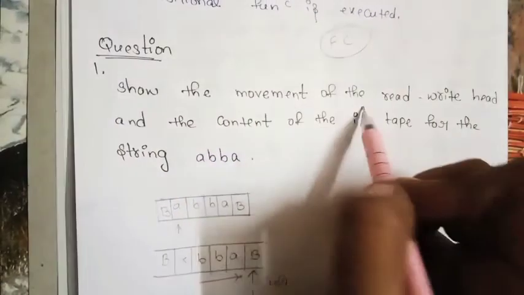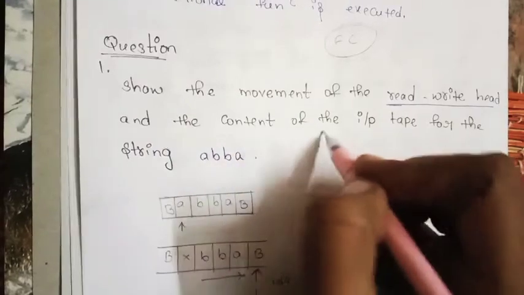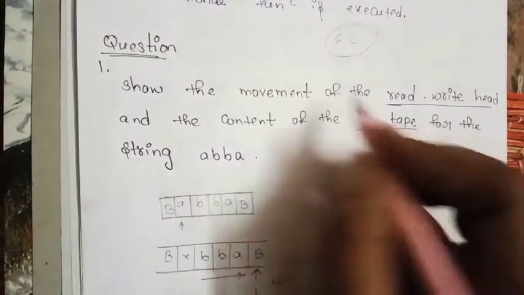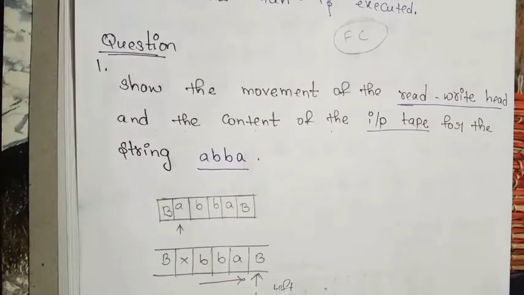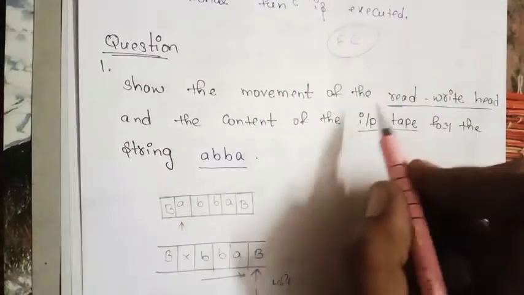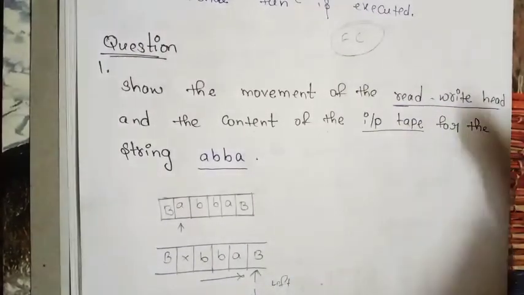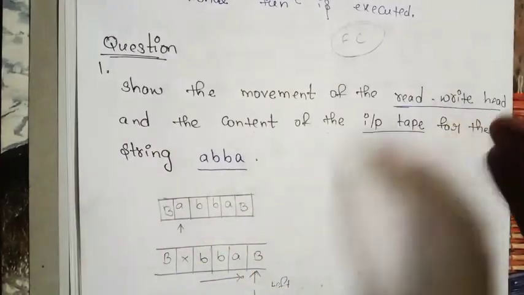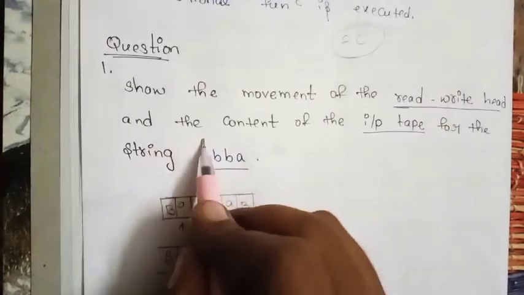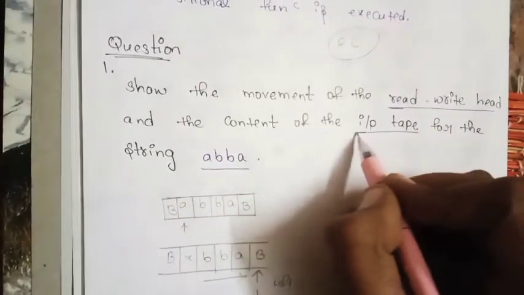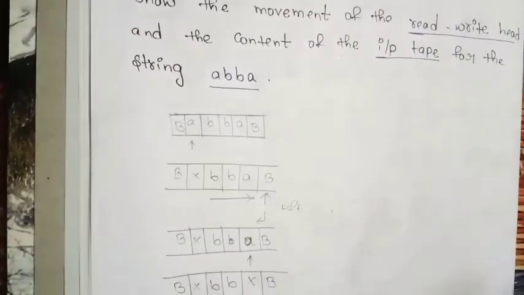Show the movement of read write head and the content of input tape for the string ABBA. See guys, they asked the question that we need to show the movement of read write head. That means whichever input symbol it is taking, we need to represent it, and here we need to change the content of the input tape. Let us see guys how to implement this.